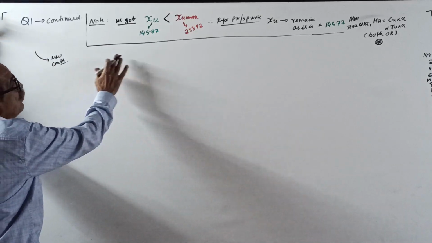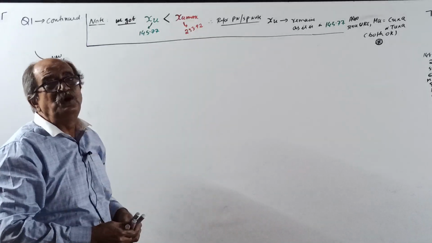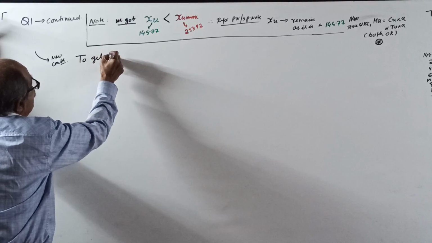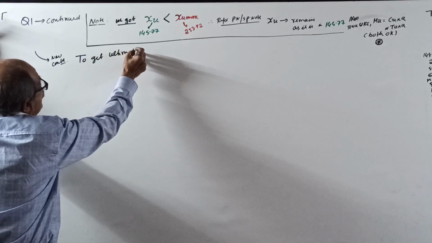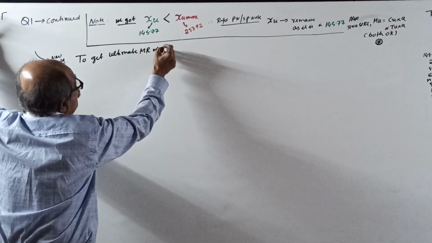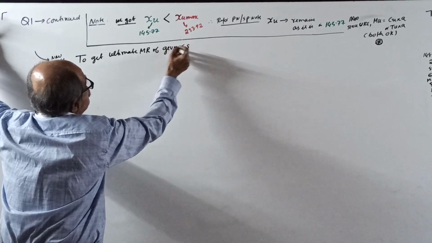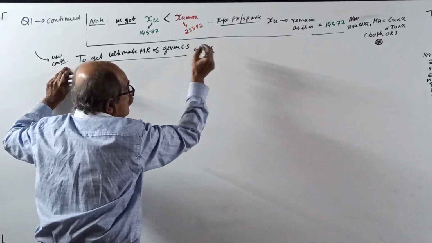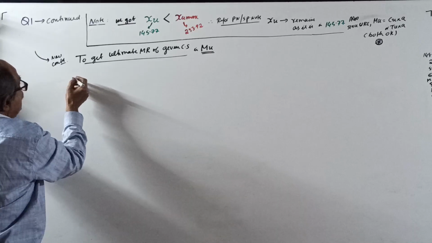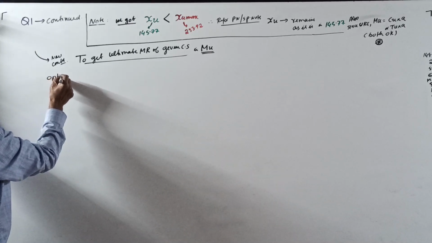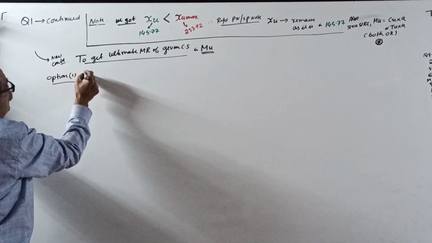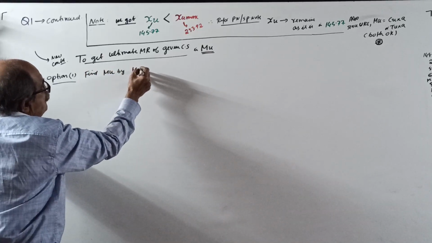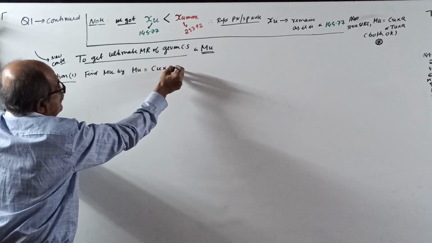As already told, you can find Mu equal to CU into A or TU into A. So here, to get the ultimate MR, the MR of the given cross section, the symbol to save time is Mu. Option 1: find Mu by Mu equal to CU into A.